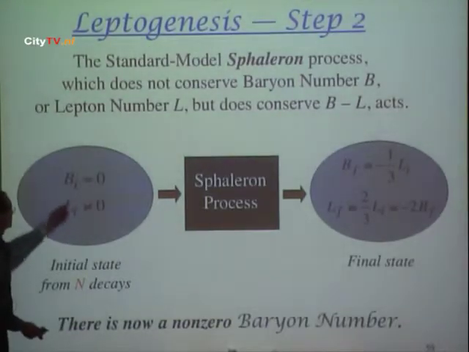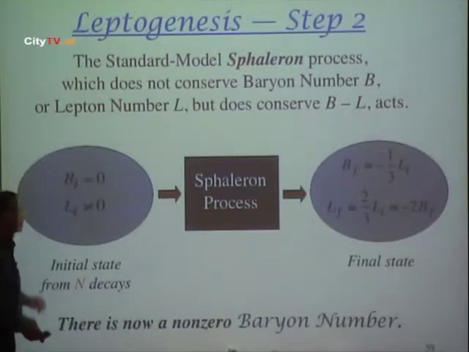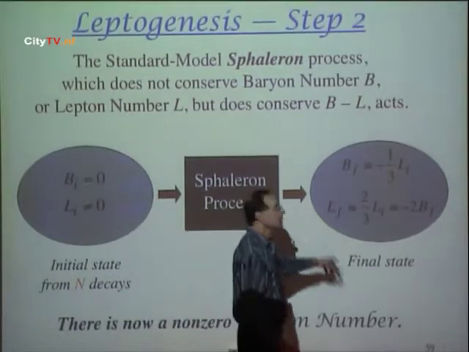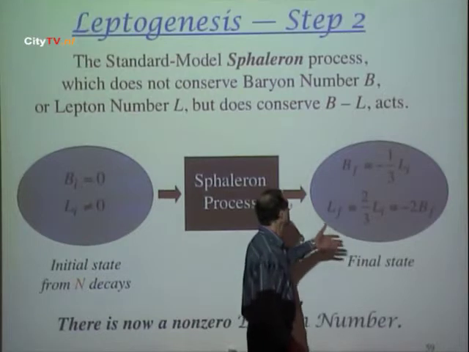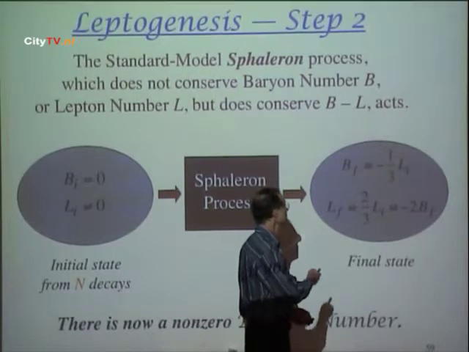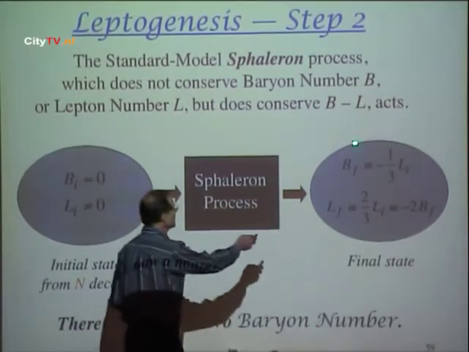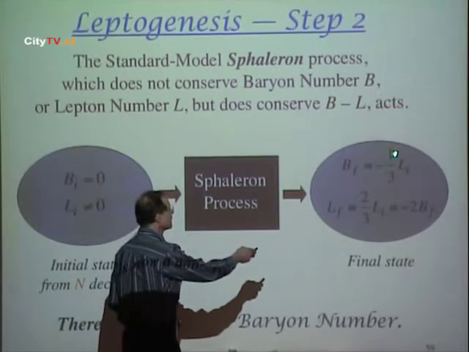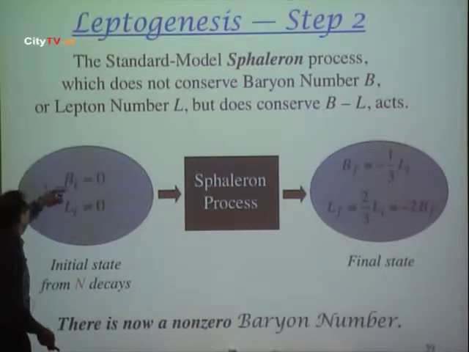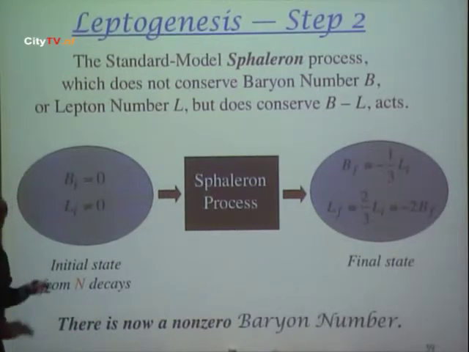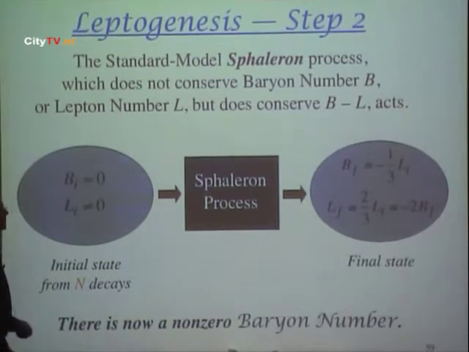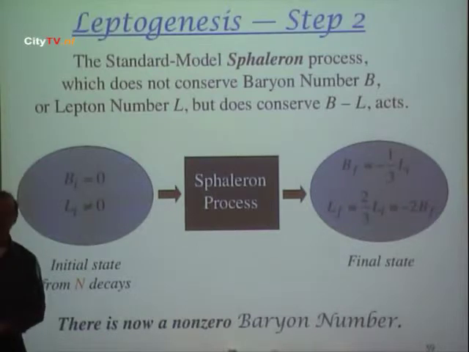If you have this non-zero lepton number, still no baryon number, and you input that into the sphaleron process, then out comes a universe which still has a non-zero lepton number, but now also a non-zero baryon number, approximately minus a third of the original lepton number, such that B final plus L final is minus L initial, which is equal to B initial minus L initial. So B minus L has been conserved, but now there is a non-zero baryon number. And that's what we were trying to explain.